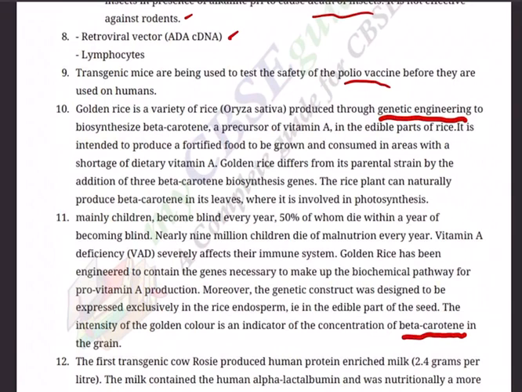Question 10. Golden rice is a variety of rice, Oryza sativa, the biological name of rice, produced through genetic engineering to biosynthesize beta carotene, a precursor for vitamin A, in the edible parts of rice. It is intended to produce a fortified food to be grown and consumed in areas with a shortage of dietary vitamin A. Golden rice differs from its parental strain by the addition of 3 beta-carotene biosynthesis genes. The rice plant can naturally produce beta-carotene in its leaves, where it is involved in photosynthesis.